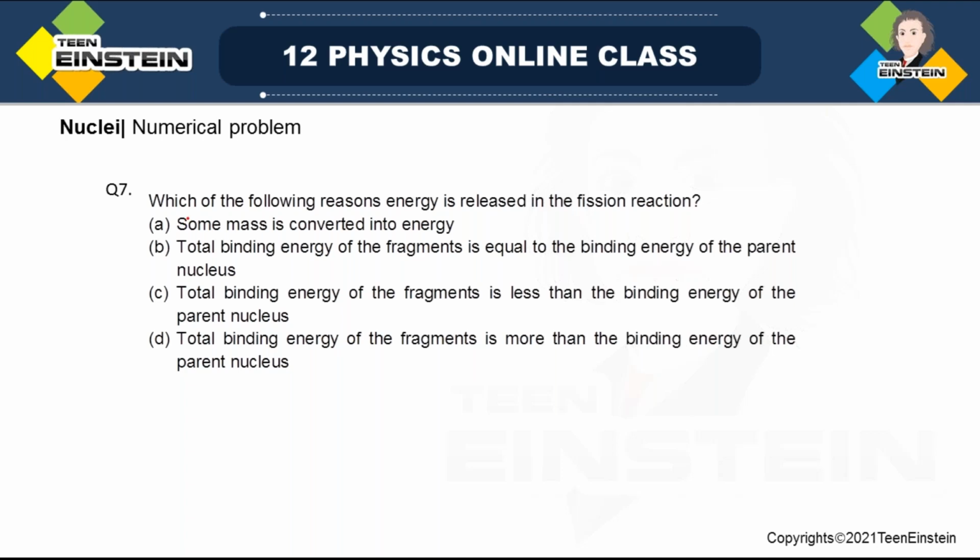So in this case, look what is the question. Which of the following reasons energy is released in the fission reaction? Let us see. Some mass is converted into energy. So that may be true. Let us read the other options. Total binding energy of the fragments is equal to the binding energy of the parent. This is not true. Total binding energy of the fragments is less than the binding energy of the parent. This is also not true. Total binding energy of the fragment is more than the binding energy of the parent nucleus. This is true. Some mass is getting converted into energy. So this also may be true.